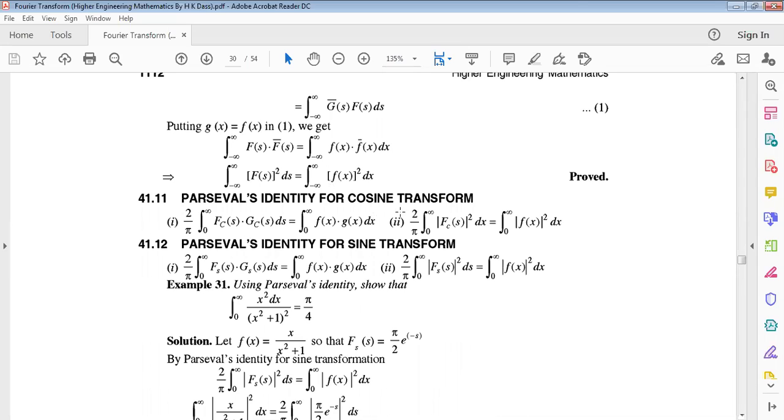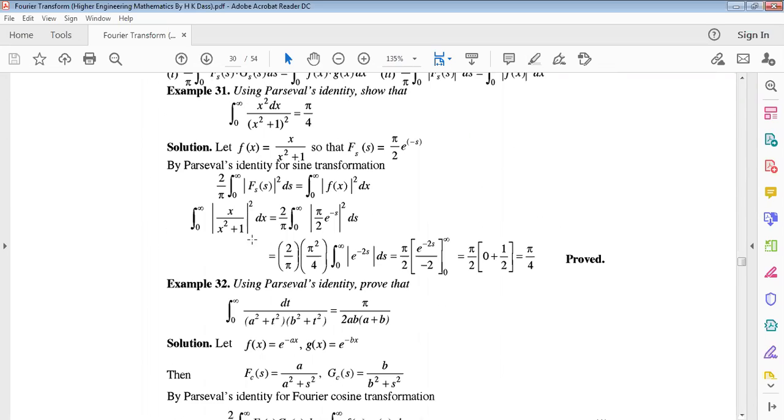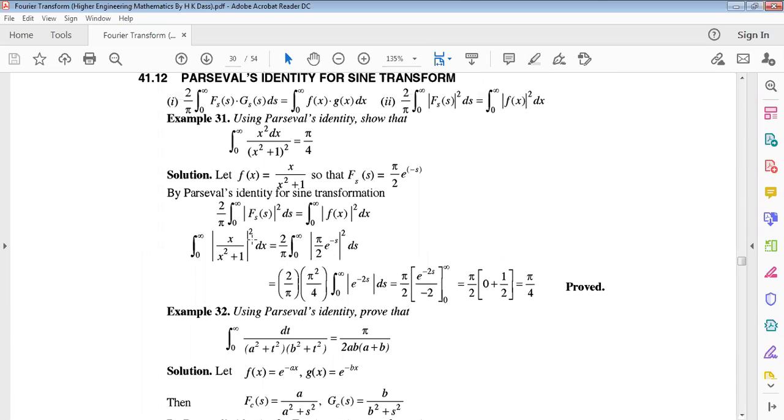Okay. Parseval's identity for cosine transform, we use only c to indicate cosine transform, and this is for sine transform, similar notation. But a single f will indicate the Fourier transform of the whole function, but if we take Fc, then this is the cosine transform, and if we use s, it indicates only the sine transform. So now we can solve some examples using the property of Parseval's identity.